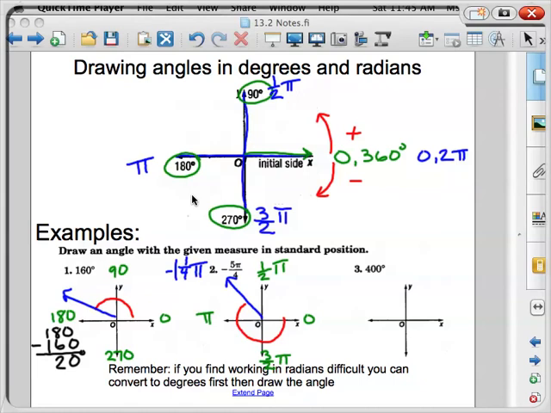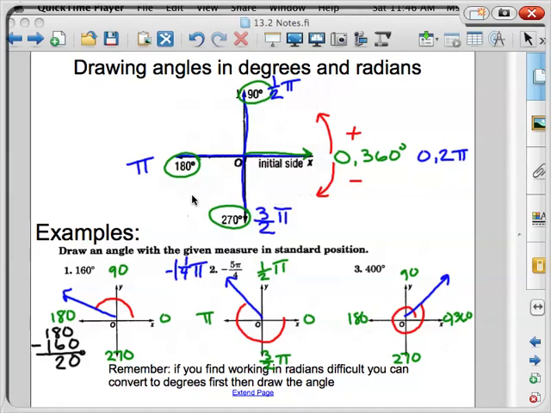My last one, 400 degrees. 400 degrees is moving in the positive direction. So again, let's put our references up. We've got 0, 90, 180, 270, and 360. Notice 400 is more than 360 degrees. So to start off, I need to move in the positive direction, and I'm going an entire 360 degrees. I need to continue rotating an additional 40 degrees. So now I can sketch in my angle of 400 degrees.